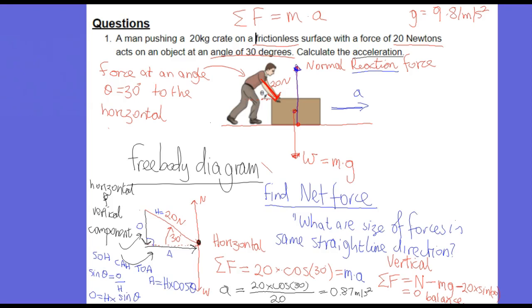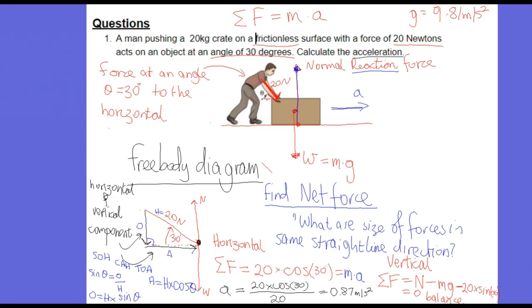So if there was friction, would we subtract it? Absolutely. If there was friction, we would have to subtract that friction. And you'd subtract the friction in the horizontal net force part. Okay? Very good question. So the goal of these problems is to be able to break down our forces into 2 straight line directions. They are horizontal direction and then a vertical direction.